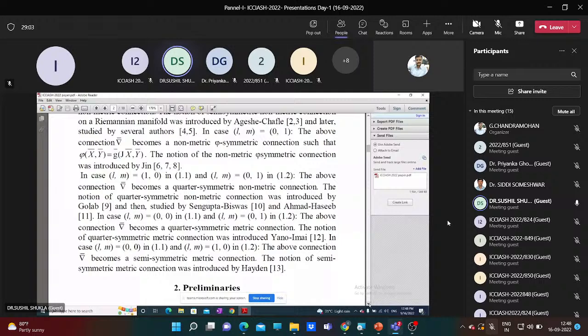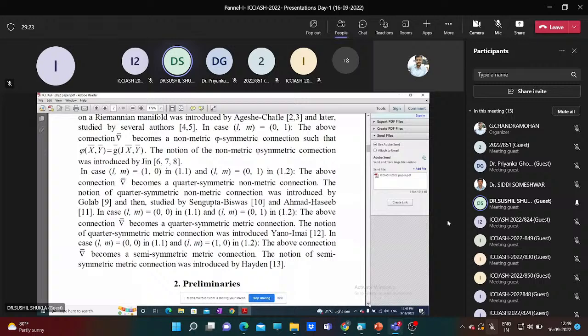And in case we take in the first equation both L and M equal to 0 and L equal to 1, M equal to 0 in the second, then the above connection becomes a semi-symmetric metric connection, and the notion of semi-symmetric metric connection was introduced by Hayden.